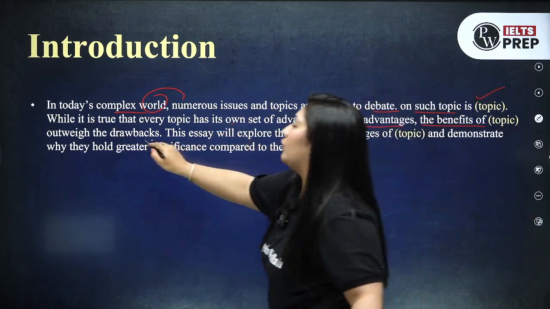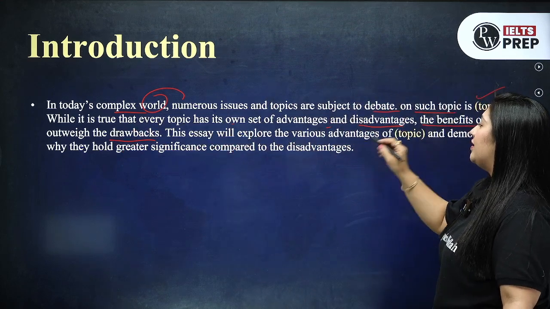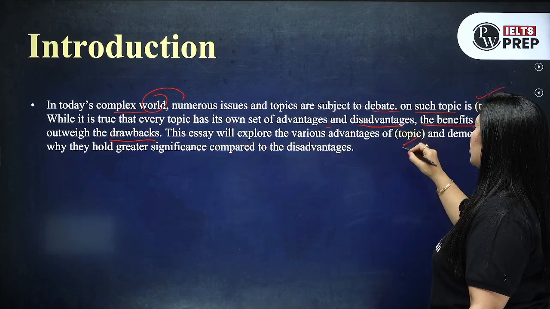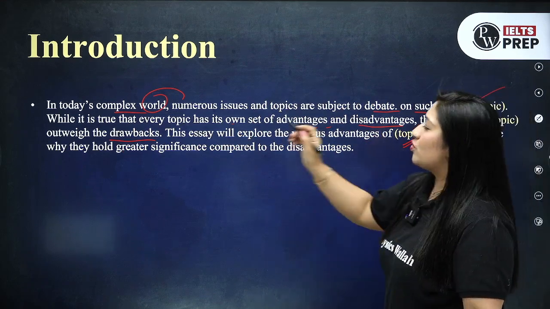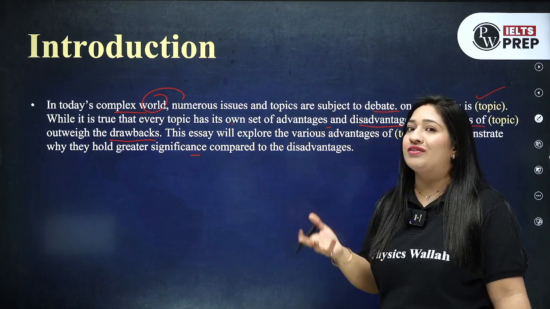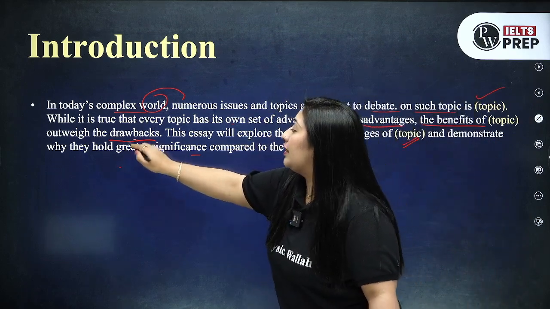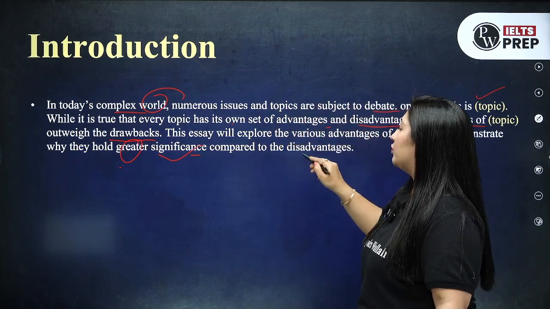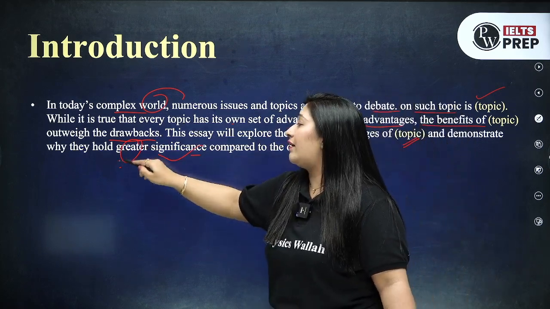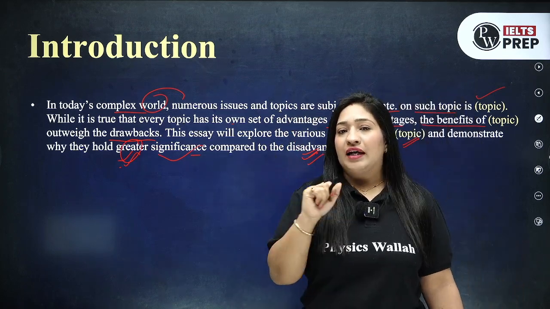So again, you can see how I'm changing the words, right? This essay will explore the various advantages of social media and demonstrate why they hold greater significance compared to the disadvantages. Can you see this line? Why they hold greater significance compared to the disadvantages. So they're telling how the advantages are more than the disadvantages. So this is what I'm going to write down in my essay.